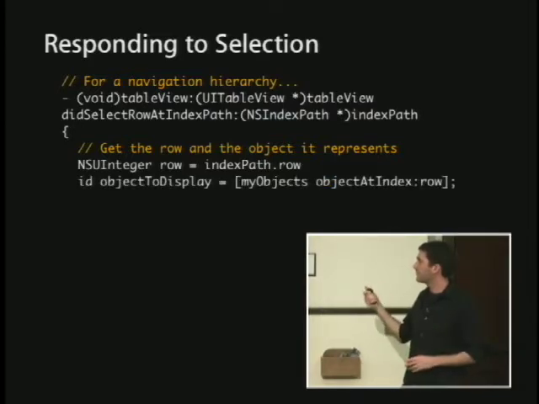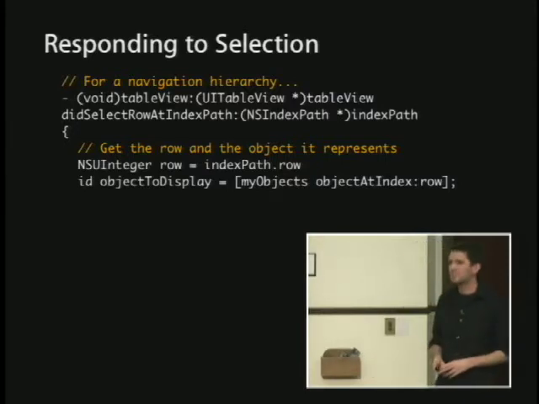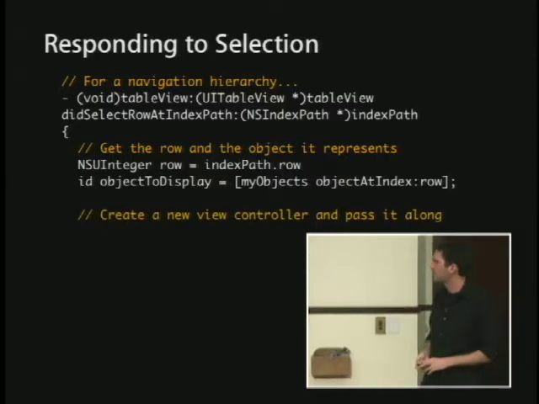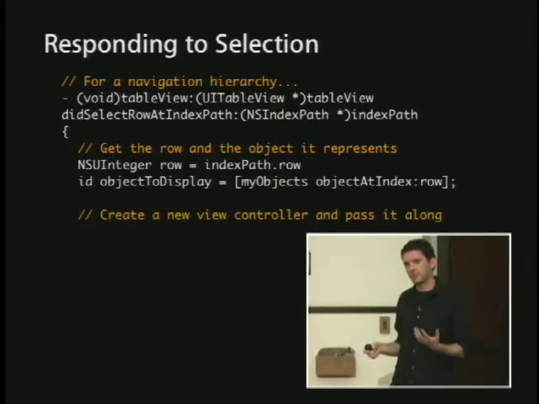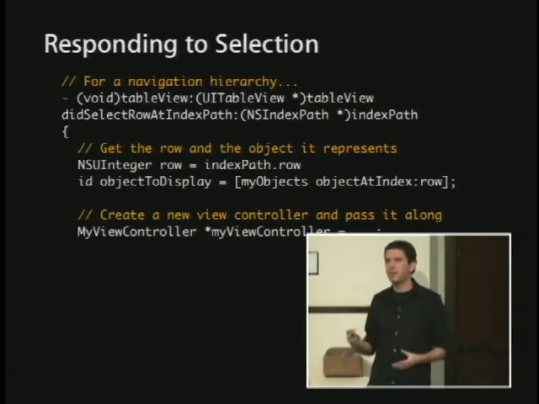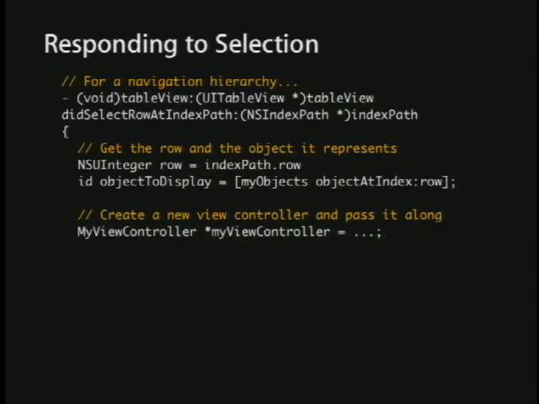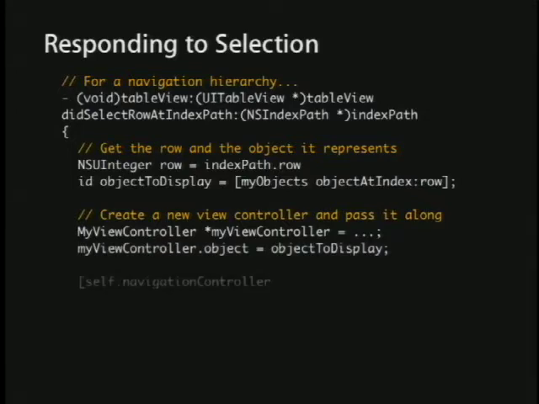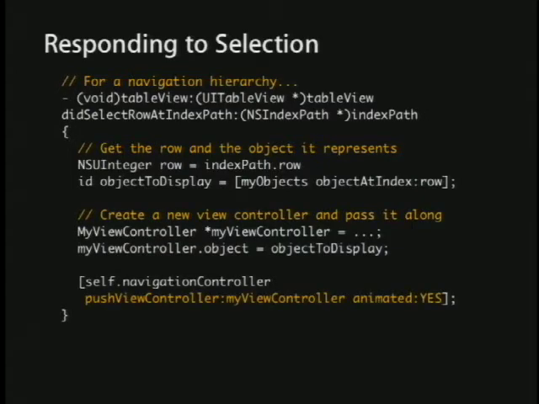We're going to get the object out of some array of objects, presumably. You could pretty much be storing your data any way that you liked, but in this case, we'll assume we have an array of objects. We're going to create a new view controller, so we'll allocate a new UIViewController, probably with alloc init with my custom object, and pass that object in, or we can set it on an accessor. And then we'll get self.navigationController, our current navigation controller, and push that new view controller, and probably animate it so that it slides in and the other one slides out.